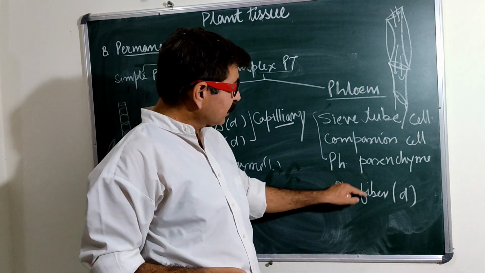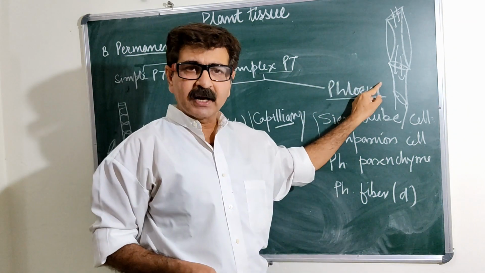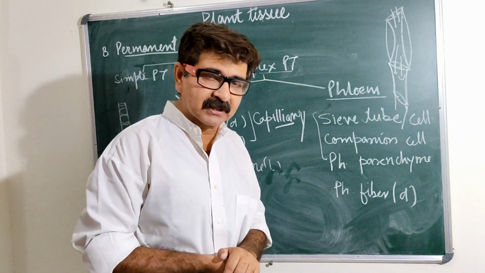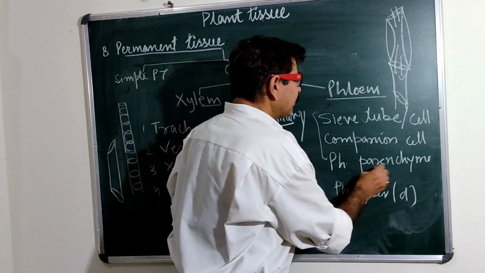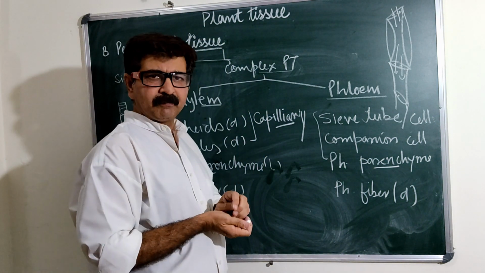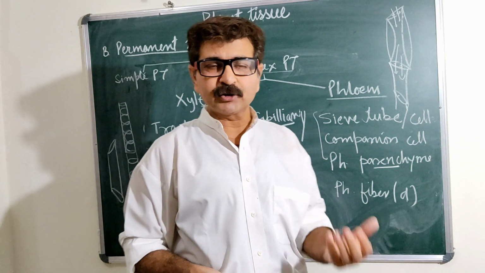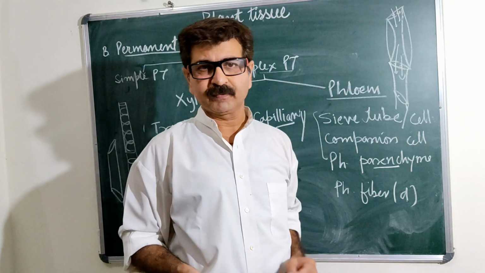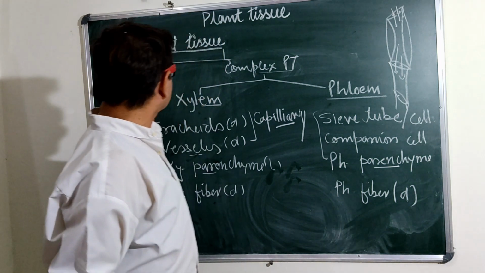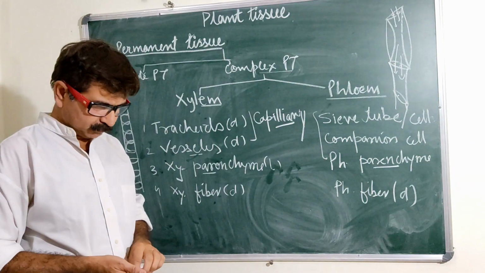Fibers, of course, dead cells, are also found there, and these cells support or give mechanical strength. As well as parenchyma cells are there, living cells, spherical oval shape, maybe cylindrical shape, and they store the food for this. So this is about the complex permanent tissue.